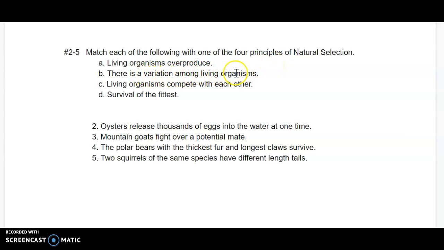B, there's a variation among living organisms. If there were no variation, then everybody in that population would be susceptible to changes in the environment, and nobody would be more suited to that environment or more fit. And there would be nothing to select for. They would all be the same. So if there was a major change in the environment and there was no one more suited, then that entire population would die out.